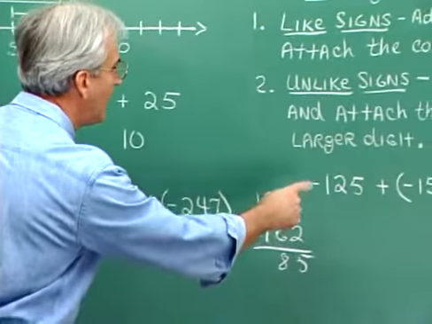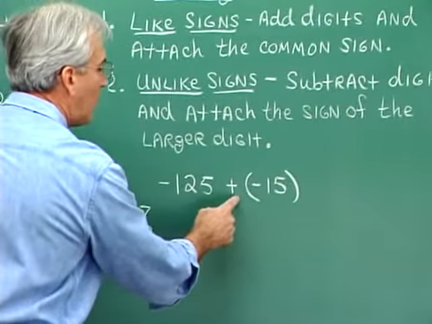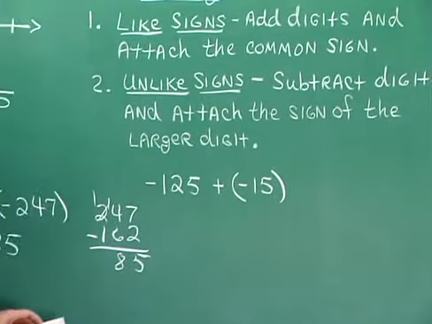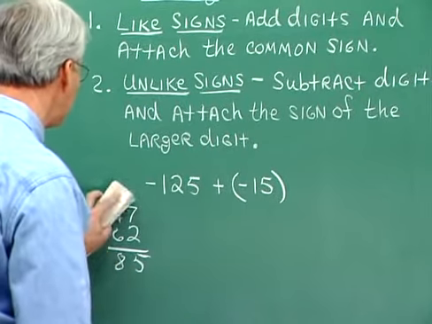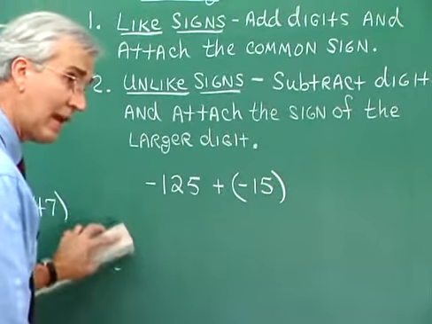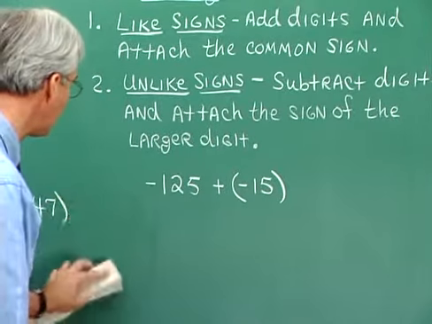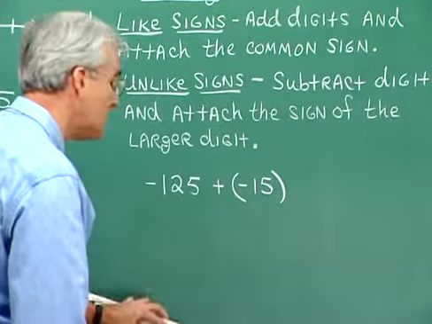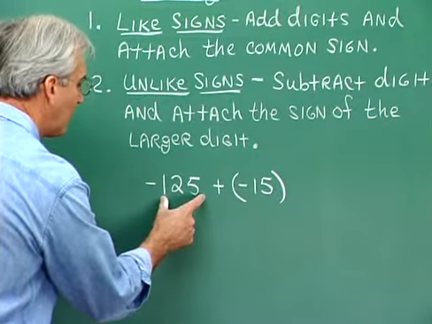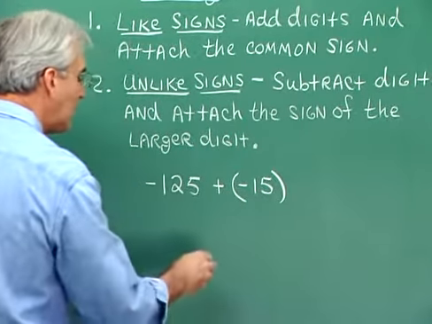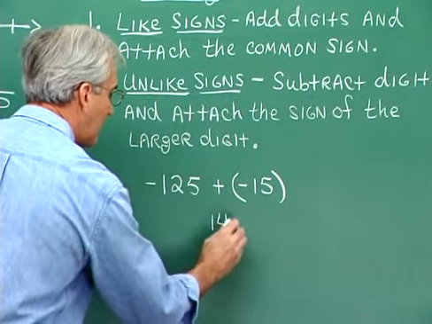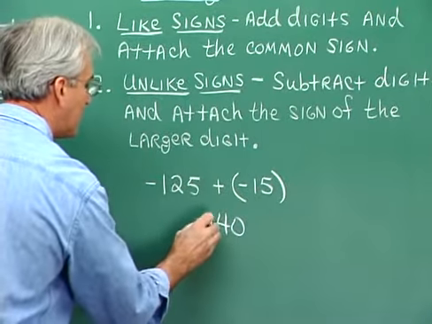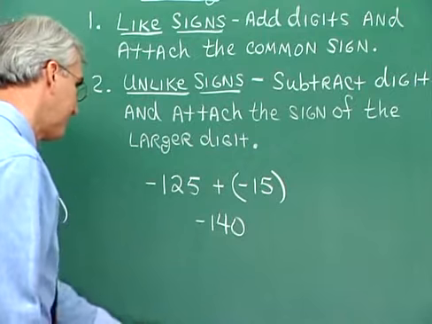Here's another one, negative 125 with negative 15. We are adding two negative numbers. The signs are the same, and this is the easy situation. This is the one where all we're doing is adding the digits and attaching a common sign. So we just take 125 and add 15 to get 140, and we attach the common sign, which is negative 140.